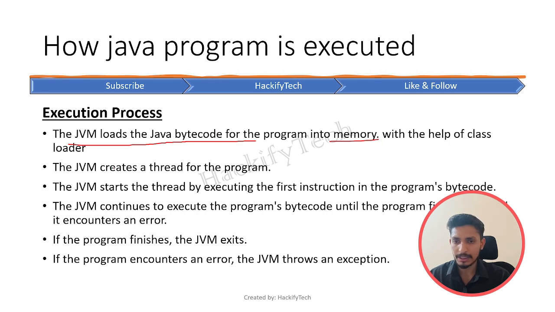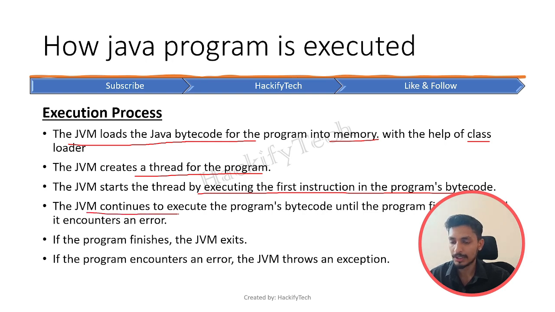Basically, with the help of the class loader, all your bytecodes are loaded into your JVM, and the JVM will create a thread for your program. Each and every program will have one thread, what you call the main thread. The JVM starts the thread by executing the first instructions of our program from the bytecode. So your bytecode is executed, not your source code.